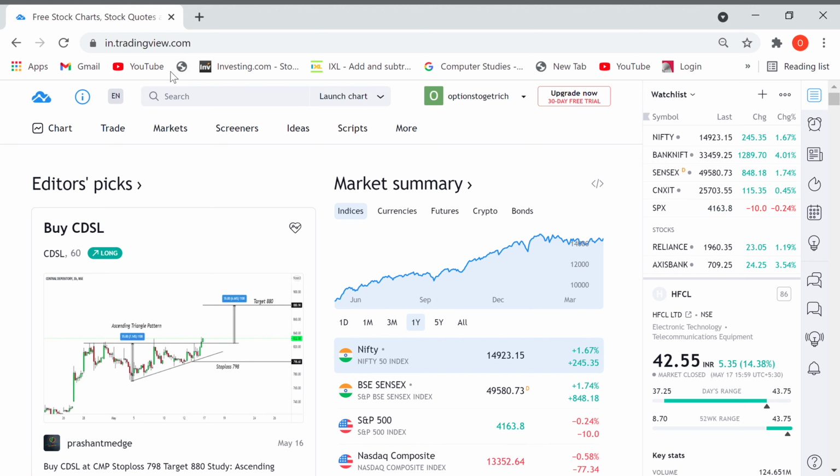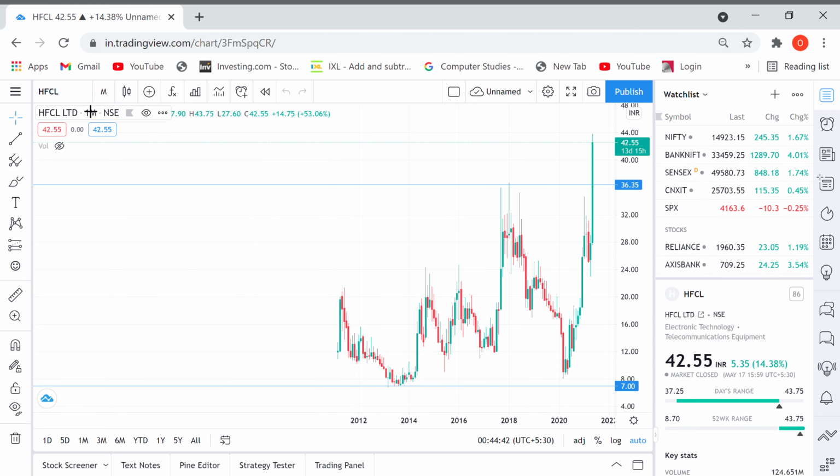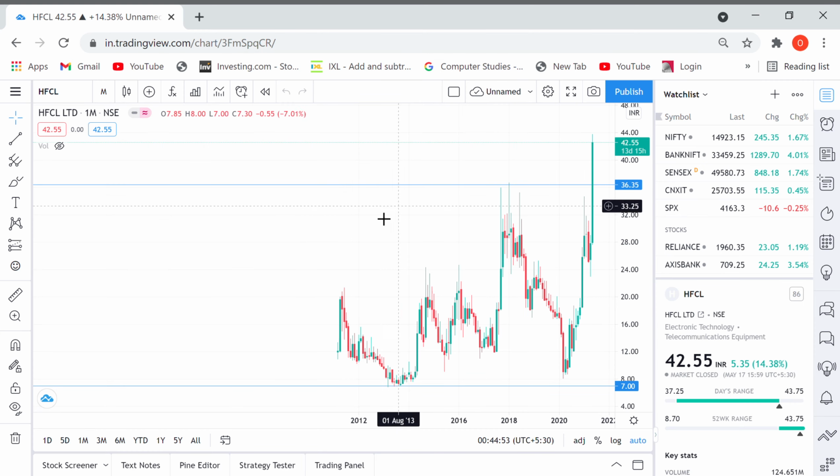It is called tradingview.com. In your browser, you can just type in the URL in.tradingview.com. Once this is open, you can go to the chart section directly, click on the chart, and it will directly lead you to the chart. And here you can select any stock. This charting platform primarily gives you internationally all the stocks and commodities which are traded.